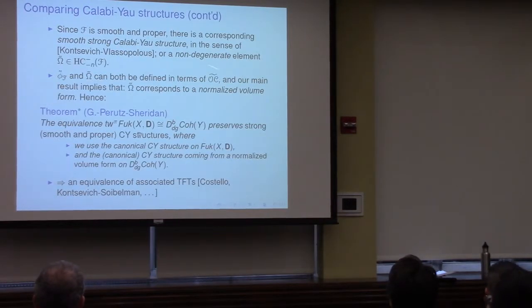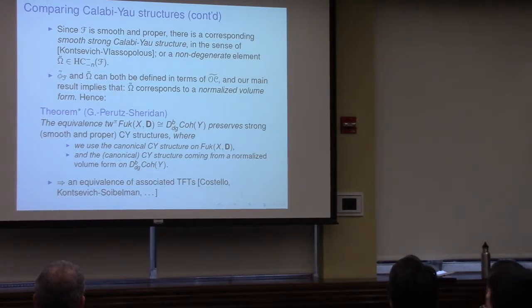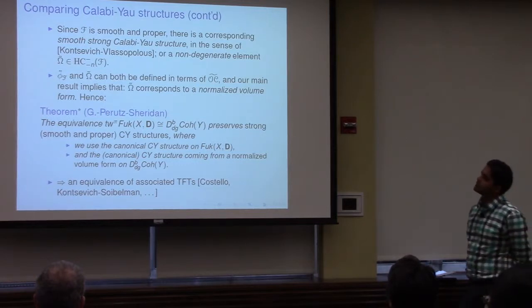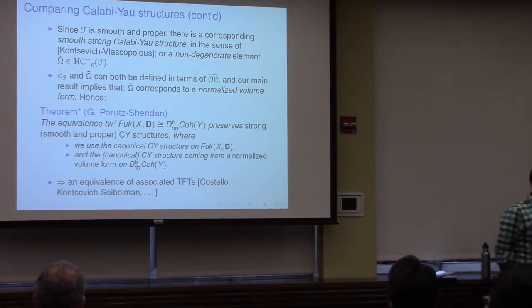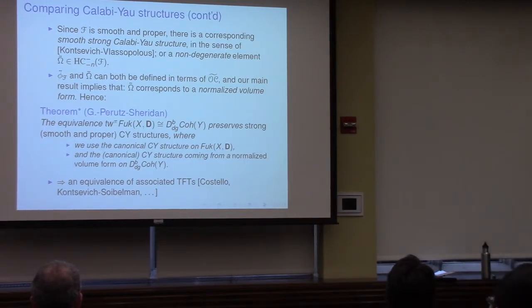Okay, so in our case, we actually know some more information. We know that our Fukaya category and coherent sheaves are smooth and proper. They're not just proper, they're homologically smooth. And so there's a corresponding strong smooth Calabi-Yau structure in the sense of Kontsevich and Vlassopoulos. You should think of it as some sort of non-degenerate element of the negative cyclic chains of the Fukaya category. I don't want to say what non-degenerate means in this setting just because there's not time, but it's a certain nice element.